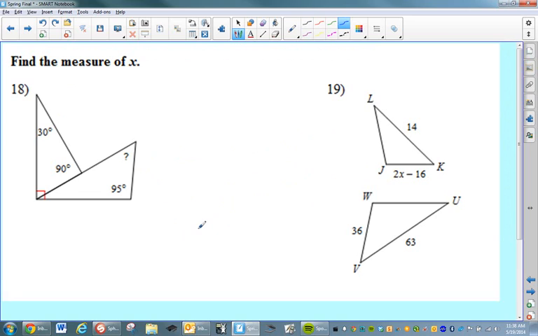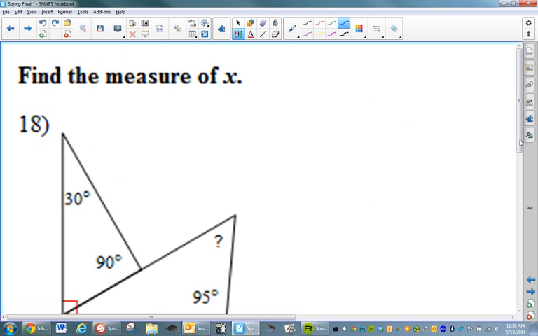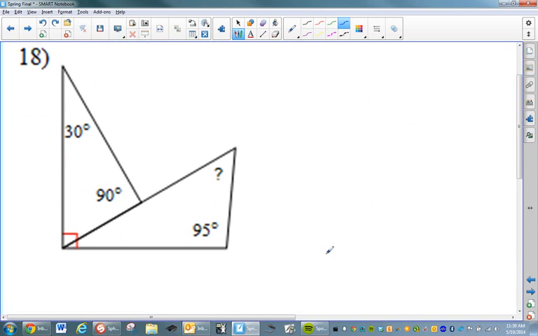Questions on numbers 18 or 19? Questions on numbers 18 or? Oh, so we're trying. Now these kind of asking about 18, so we can look at it. So 30 plus 90 plus 60, and then this is a 90, so that has to be 30. 30 plus 95 plus 50. Because 30 plus 60 plus 90 is 180.